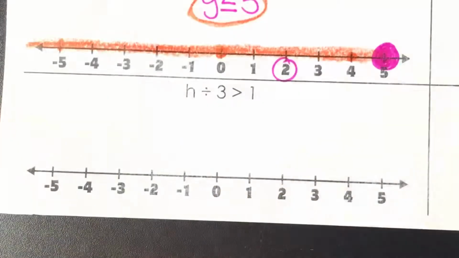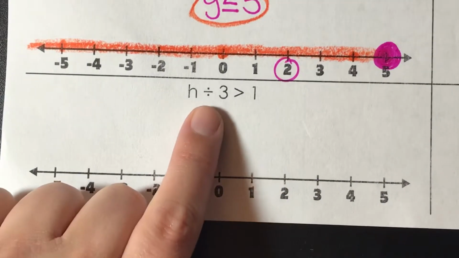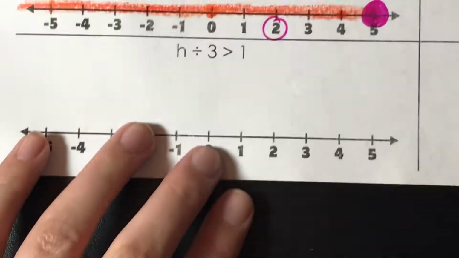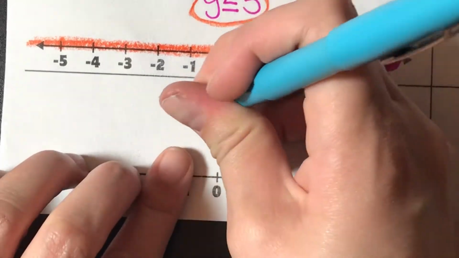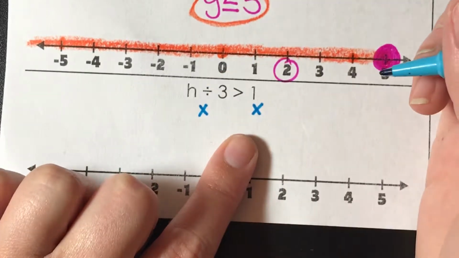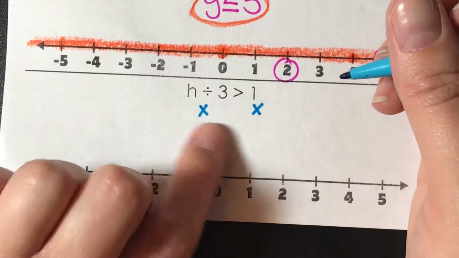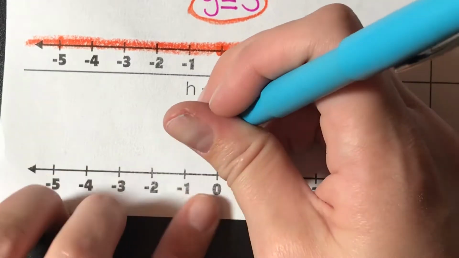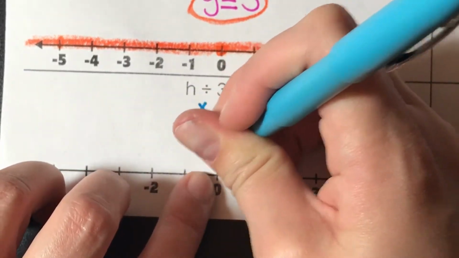I have H divided by 3. So the opposite of division is multiplication. That means I need to multiply. Whatever I multiply on one side, I got to do the same to the other side. I could have also just done the dot, but for now, we'll just use the X to represent. I want H isolated. I want H by itself.